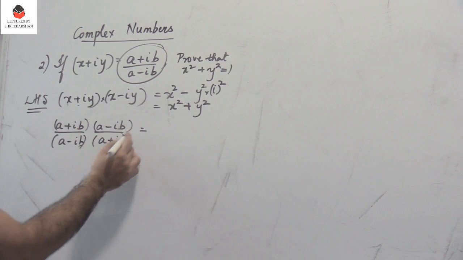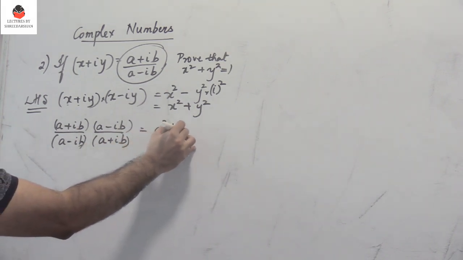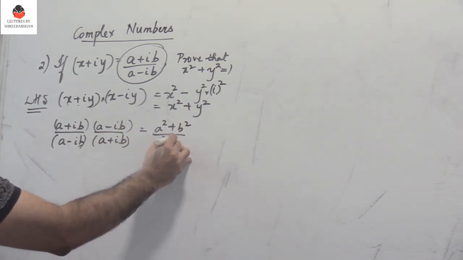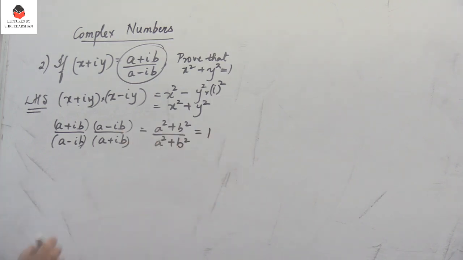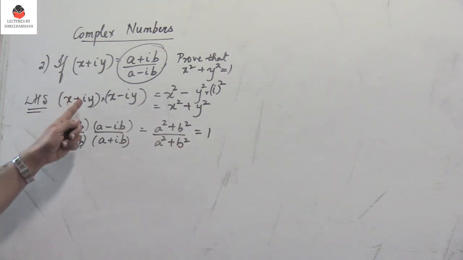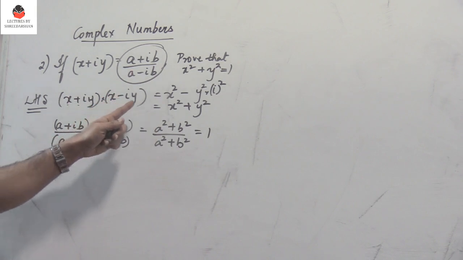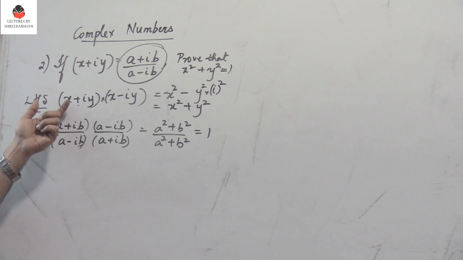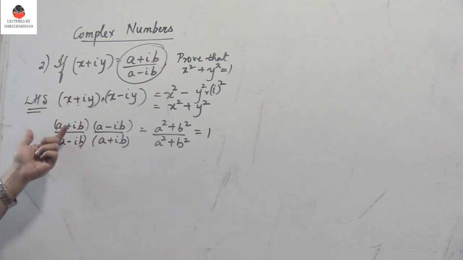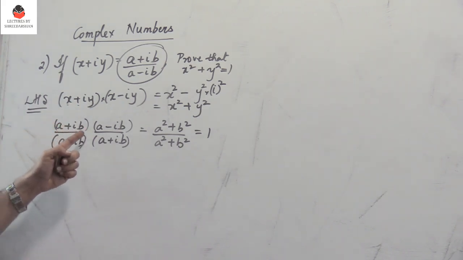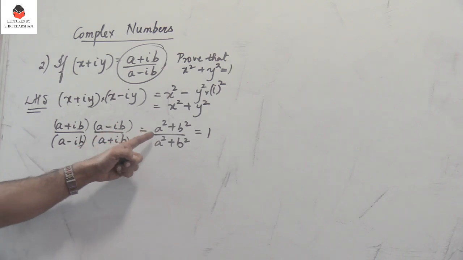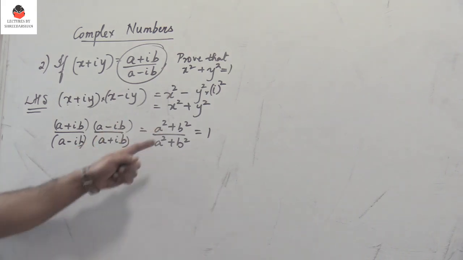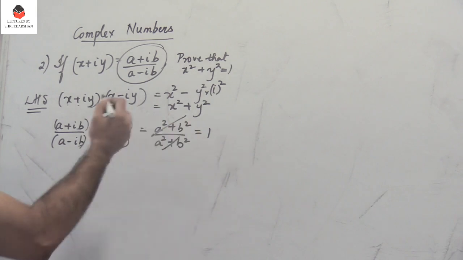So I can directly write it as (a² + b²) divided by (a² + b²) equals 1, because we know that (x + iy) into (x - iy) equals x² + y². So similarly, x and y have been changed to a and b. So instead of x and y I have a and b. So therefore (a + ib) into (a - ib) is going to give me a² + b². So both of them will get cancelled, so we get 1.